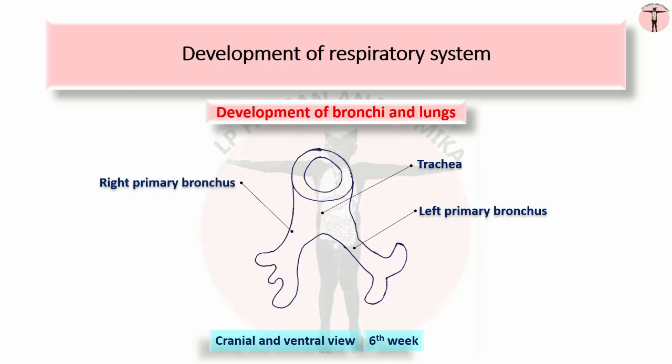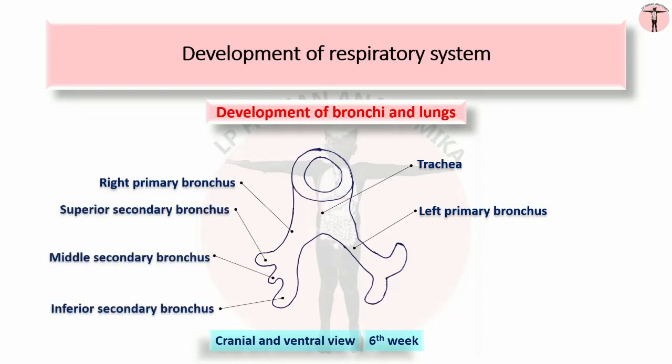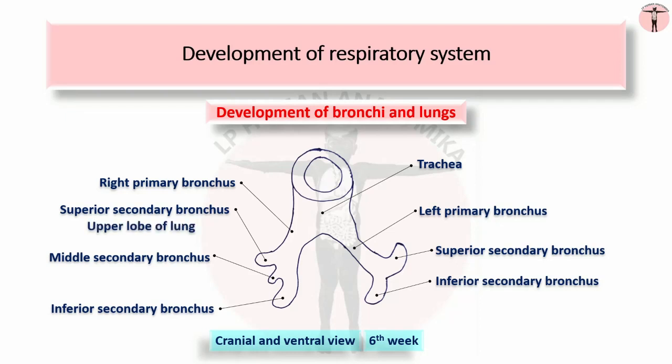The right primary bronchus subdivides into 3 secondary bronchi, superior, middle and inferior, and the left primary bronchus divides into 2 secondary bronchi, superior and inferior, for the respective lobes of the lung on each side. On the right, the superior secondary bronchus supplies the upper lobe of the lung, the middle secondary bronchus supplies the middle lobe of the right lung, and the inferior connects to the lower lobe. On the left, the 2 secondary bronchi supply the upper and lower lobes of the lung respectively.